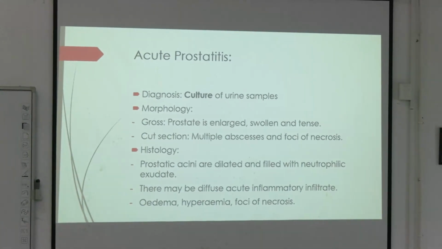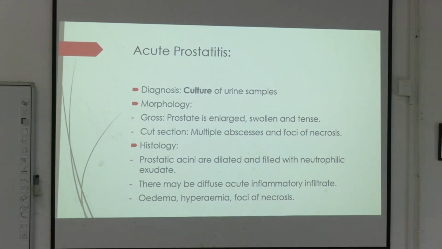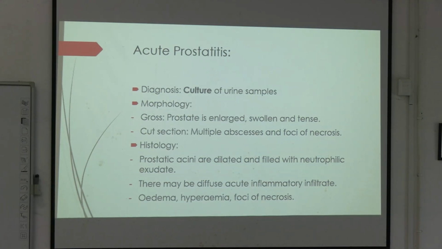How will the prostate gland appear to you grossly? So on gross, the prostate will be enlarged, swollen and tense, okay, because it is inflamed. And on cut section, you will get multiple abscesses and foci of necrosis. On histology, what will you get? You will see the prostatic acini, that is the glands, will be very much dilated and they will be filled with neutrophilic infiltrate, okay? And there may be diffuse acute inflammation along with edema, hyperemia and foci of necrosis.